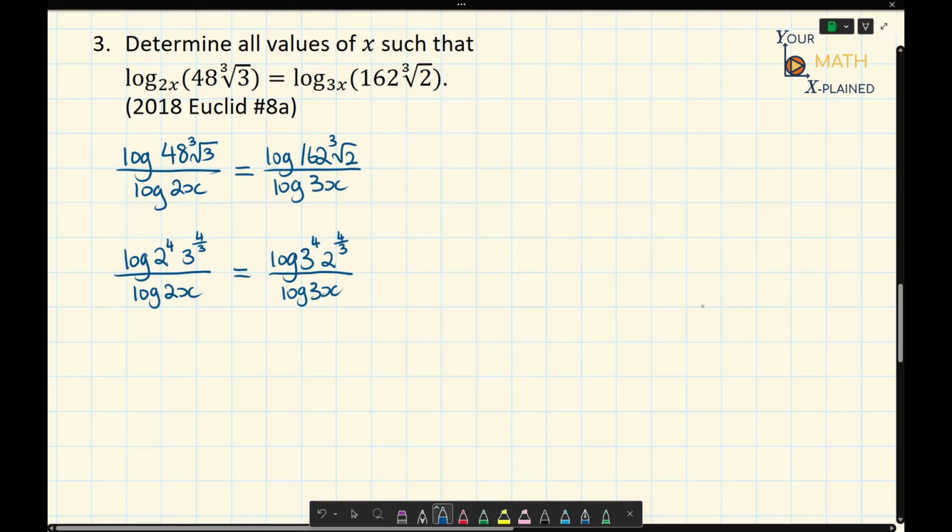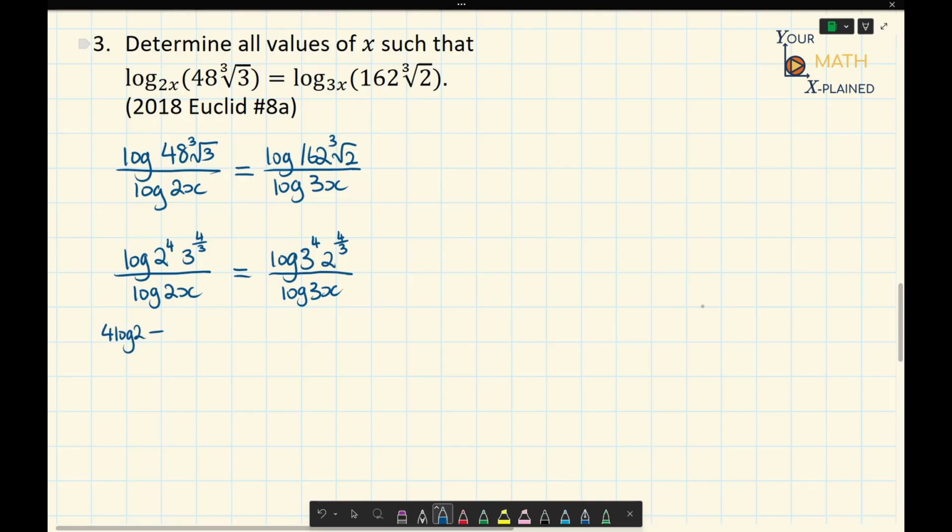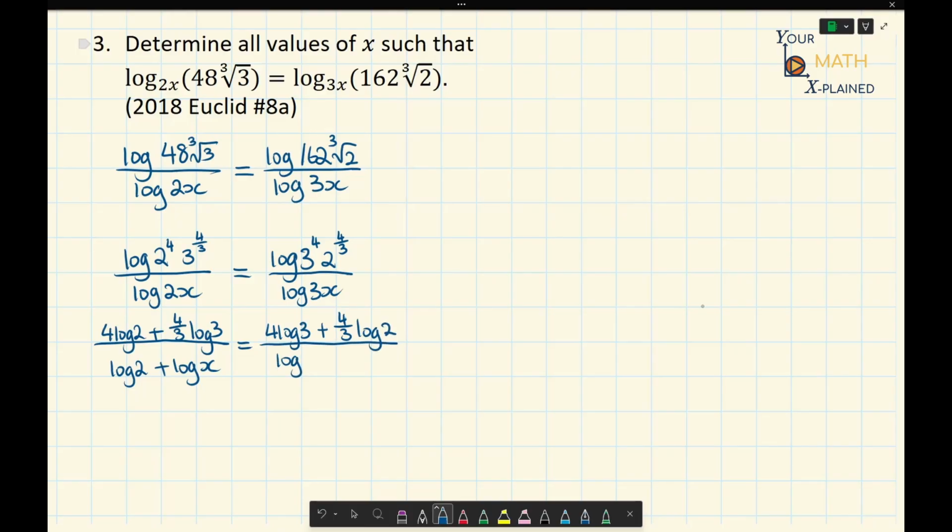Next, we're going to use the power and product rule to split up the logs. So then we get 4 times log 2 plus 4 over 3 times log 3 over log 2 plus log x. And then the right-hand side is going to be 4 times log 3 plus 4 over 3 times log 2 over log 3 plus log x.